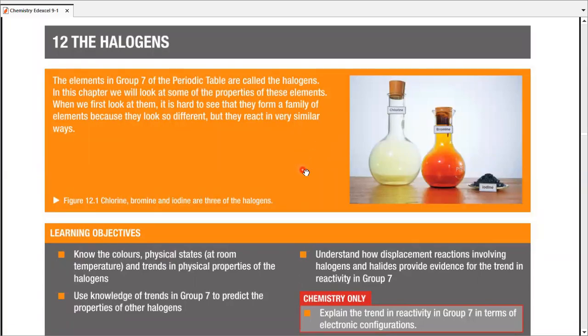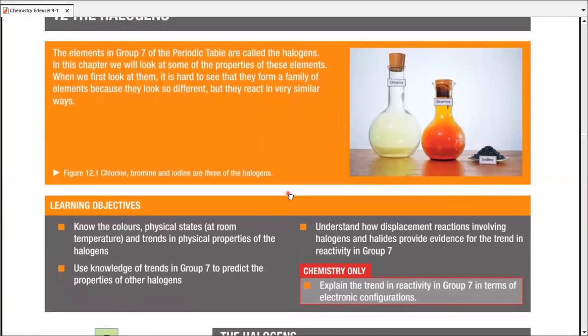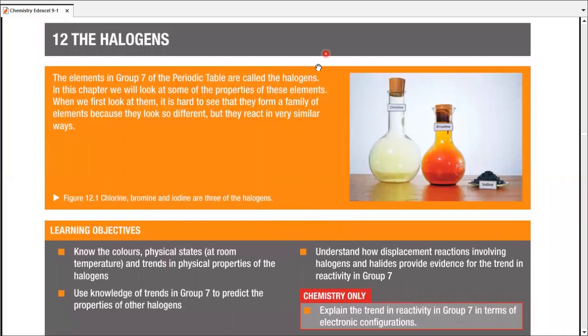Unit number 12, the halogens. This is all about group 7 or 17 of the periodic table, in which we call the elements halogens. To be honest, the word halo means salt and the word gen means forming. So these elements form most of the salts around the world. That's why we call them salt forming.